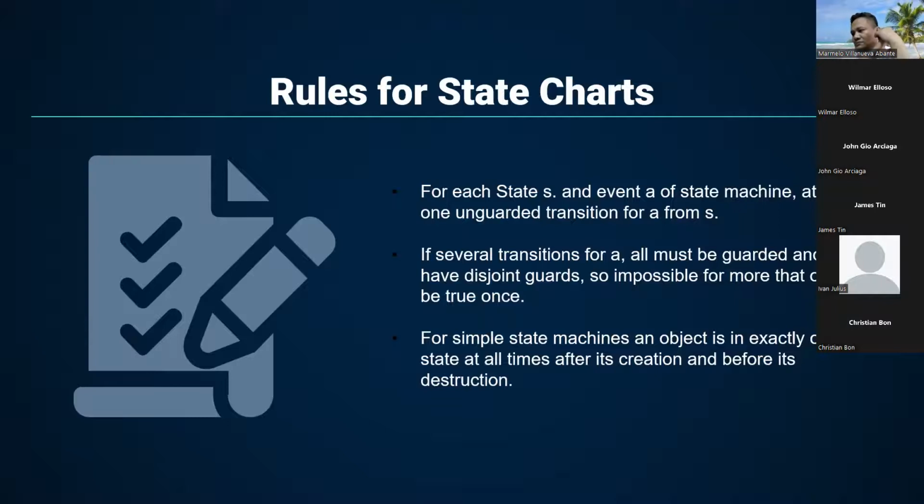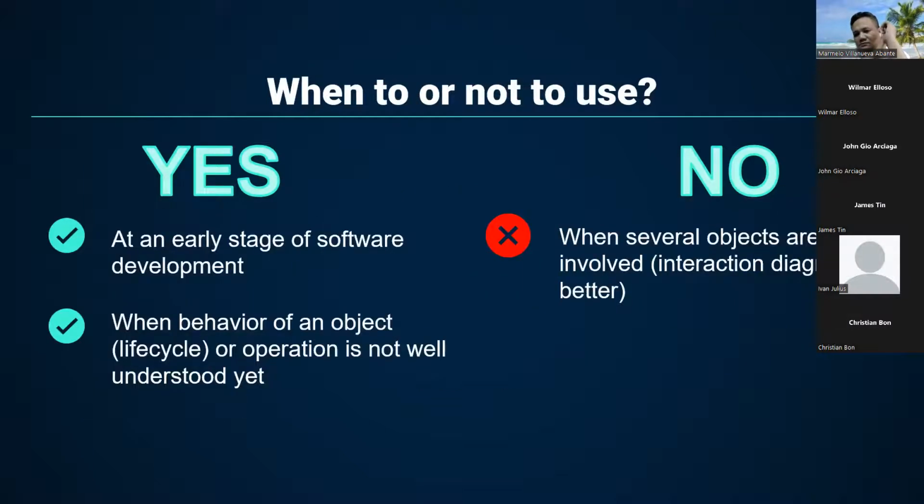its destruction. So when to use or not to use state machines? Yes, use them at an early stage of software development, when the behavior of an object or the life cycle of an operation is not well understood yet. But do not use a state machine when several objects are involved. Interaction diagrams are better.